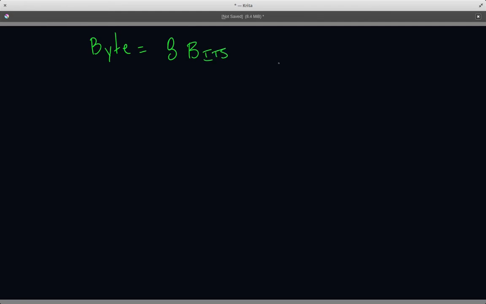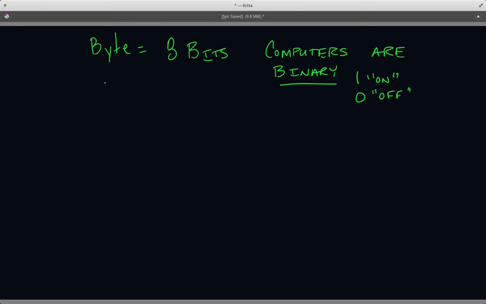And a bit can either be on or off. So computer systems are binary, which means either 1, which is on, or 0, which is off. So to put this in perspective, one standard character in your text editor is a byte. And that's made up of 8 bits.